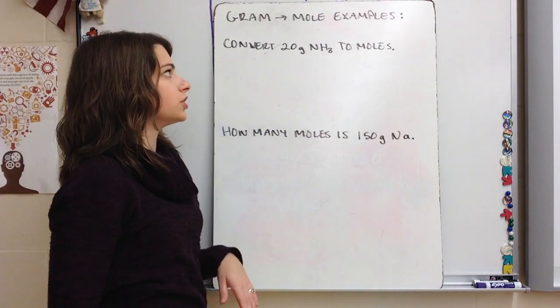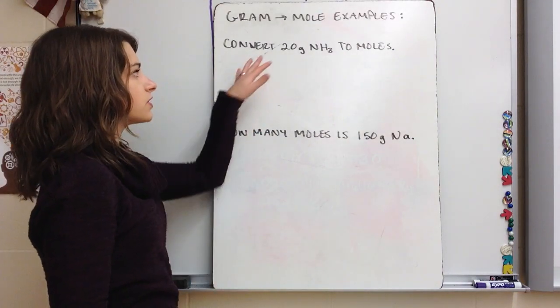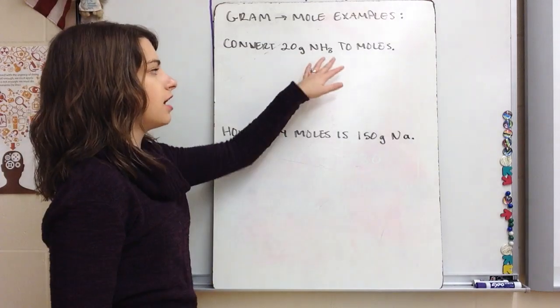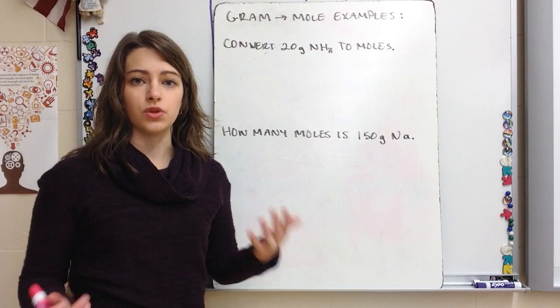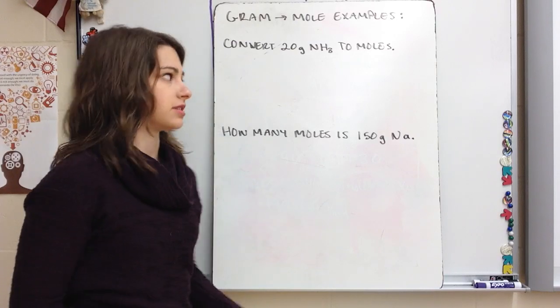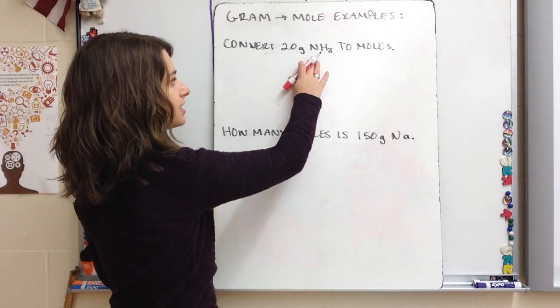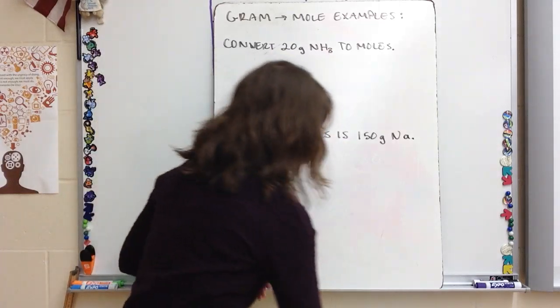So let's go through 2 gram to mole examples. My first one says convert 20 grams of NH3 to moles. I'm not given a molar mass, so when in doubt, calculate molar mass. That's the first thing I'm going to do. So I'm going to add together 1 nitrogen and 3 hydrogens.